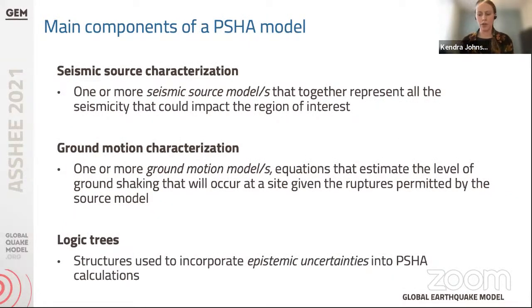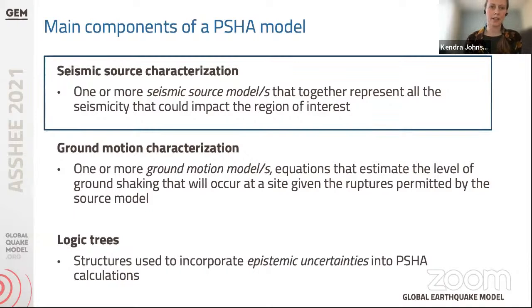So how do we actually create a model that we can solve with the hazard integral? So this consists of three different components. The seismic source characterization. And so this is one or more seismic source models, and taken together, the source model represents all of the seismicity that could impact the region or site of interest. Second is the ground motion characterization. And so these use a set of equations or tables that estimate what the level of shaking will be at the given site when a rupture with certain parameters occurs, some rupture that's admitted by the seismic source characterization. And then finally, we use logic trees, which are structures that allow us to incorporate epistemic uncertainties into PSHA calculations. And we'll go into more detail when we talk about logic trees about what an epistemic uncertainty is.